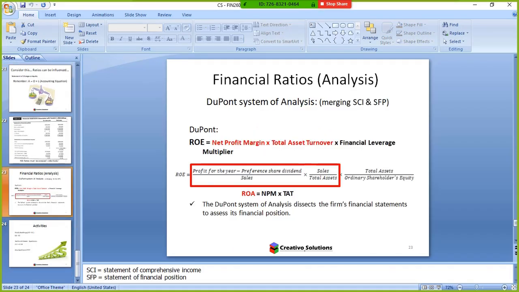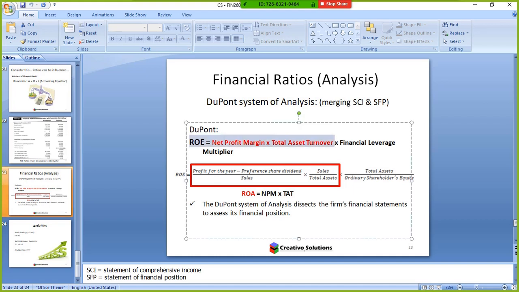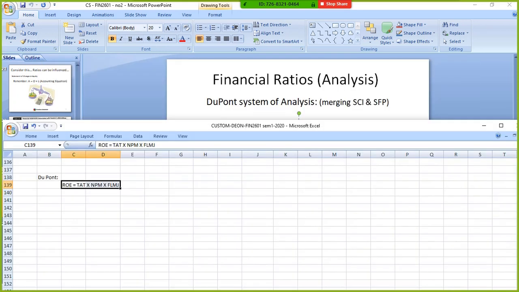If I go to your notes, I just want to show you the expanded version here. In this DuPont formula, you can break the first two components, the net profit margin and the total asset turnover, up into return on assets: net profit margin times total asset turnover. So just remember that the first component can be broken up further if you need to do more complicated calculations. That's the formula you can have with you when you do your online assessments. So I write that down.